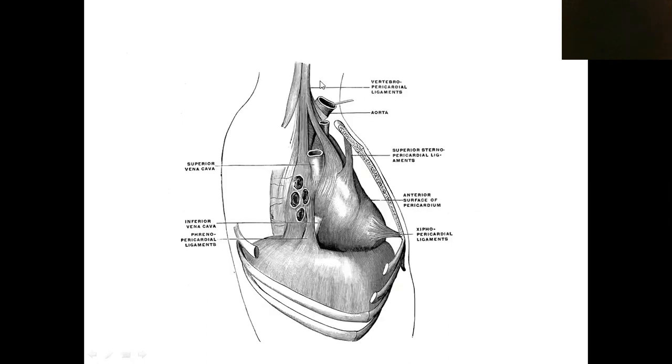Here, this is a sagittal section of the body. So here we can see the anterior part of sternum. Here comes the posterior part. This is the heart. This pericardium is connected to the sternum by two ligaments. Those ligaments are known as what? Sternopericardial ligament. This is the inferior sternopericardial ligament.